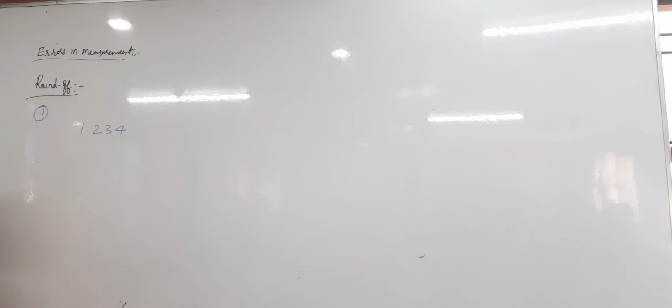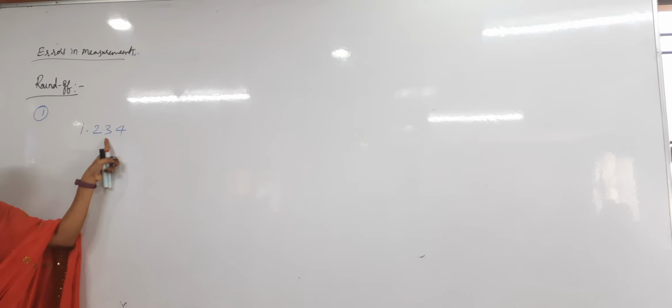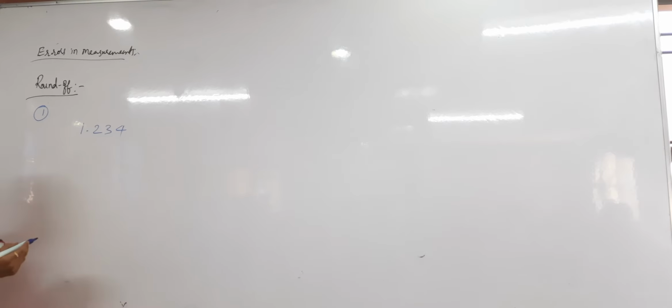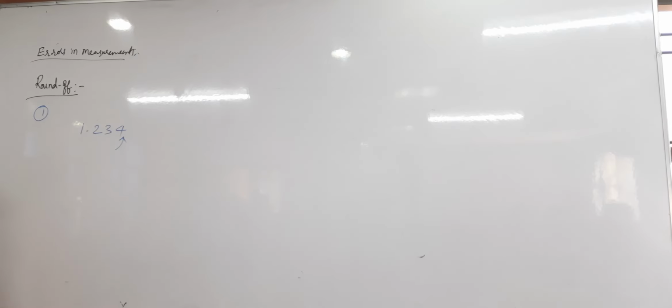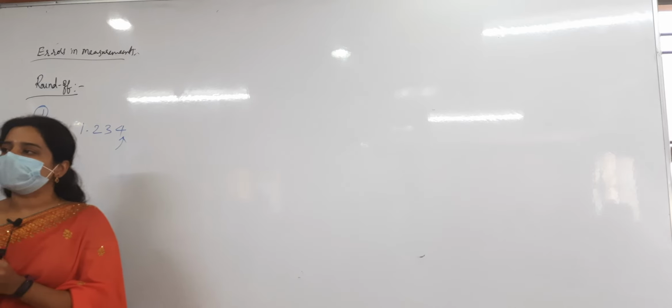Round off to 3 significant figures. Round off to 3 significant figures, I said. How much? 1.23 only. Why? Because you have to observe the number which you have to cut off. Last number should be cut off. So if I say you have to round off to 2 significant figures, first you have to round off to 3, then you have to come to 2 again. Clear? At a time we can remove only one digit.